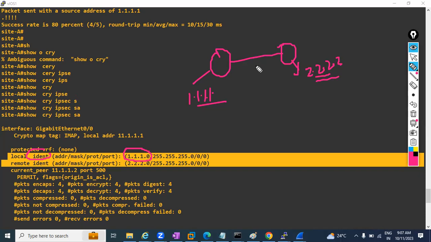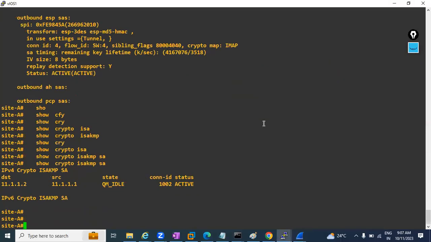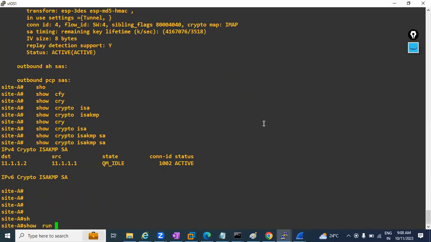Because right now in the IPsec tunnel, we have just mentioned that if any kind of traffic is generated between these two networks or the LANs, that should be passed through the IPsec tunnel. Because in the ACL, we have mentioned the term IP. As you can see here, I'll show you. Show run section.